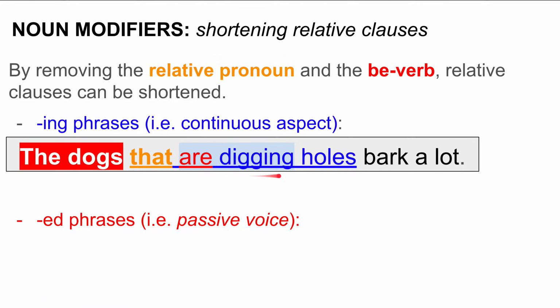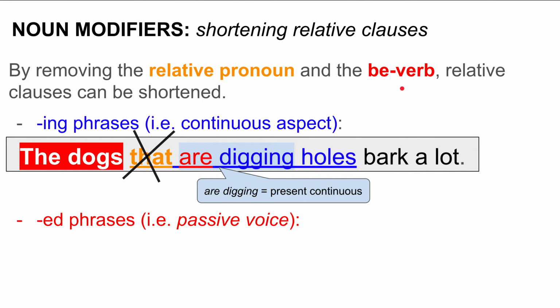The dogs that are digging holes bark a lot. Here, are digging is called a present continuous. So we can delete, like we mentioned above, the relative pronoun that and the be verb are. Okay, so the dogs digging holes bark a lot.